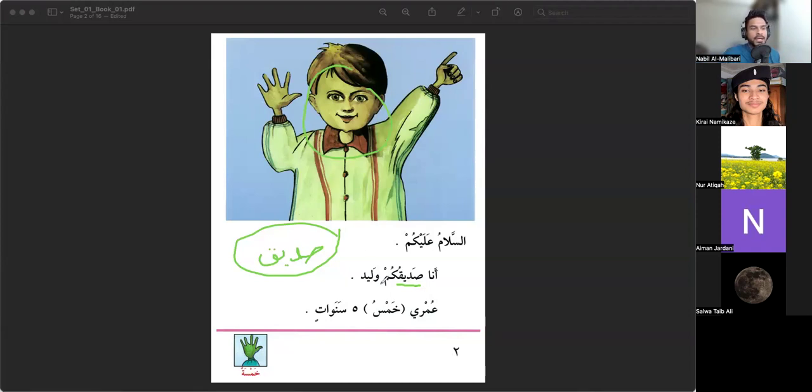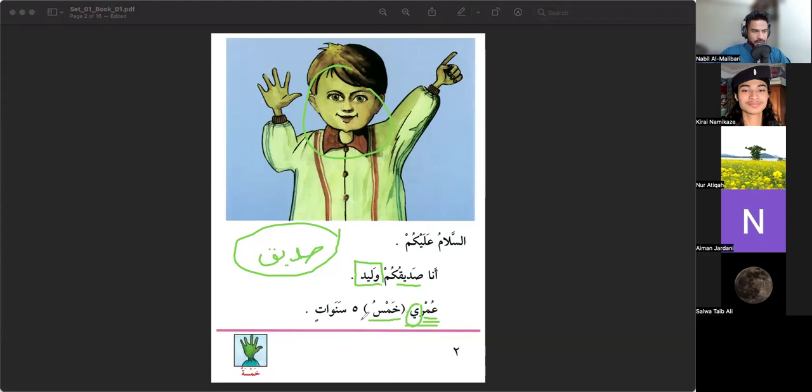What's his name? Waleed. This is his name. Waleed. Umri. Wait, there's the ya here. We've already studied this concept. Umri. He's talking about his age. Umur. In the Malay language, we say umur as well. Umur ko berapa? We're talking about his age. So, umri, my age. Same concept as kitabi, akhi, and so on. So, umri is giving us a number.